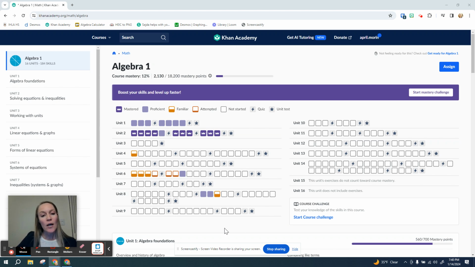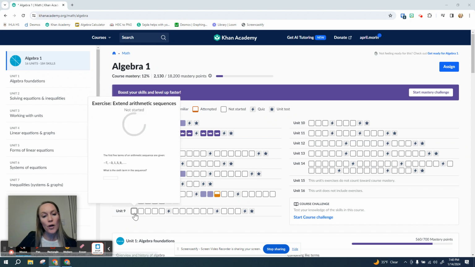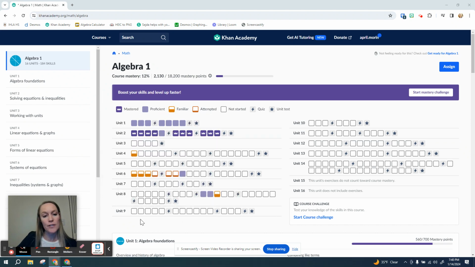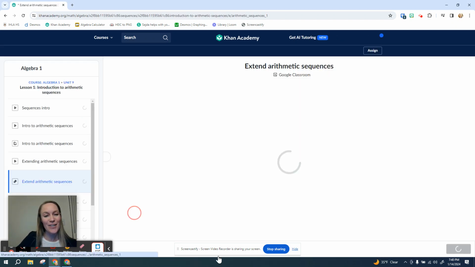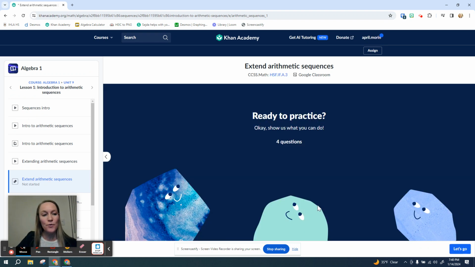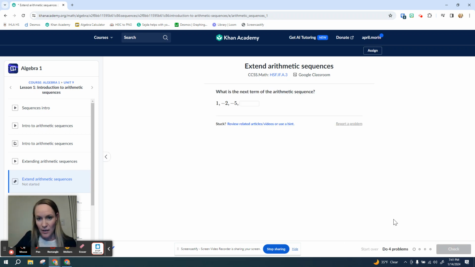So this week, we are working on Unit 9, and we're going to work on doing 7 squares. So let's go ahead and get started. Throughout the week, you should be having 7 squares done in Khan Academy if you're using this curriculum. So, extend arithmetic sequences.